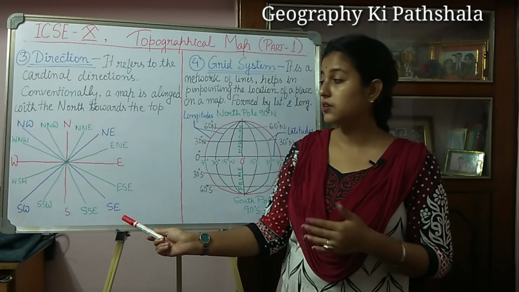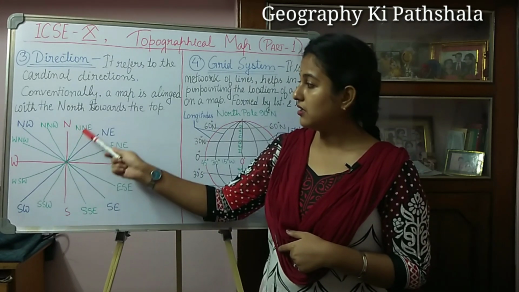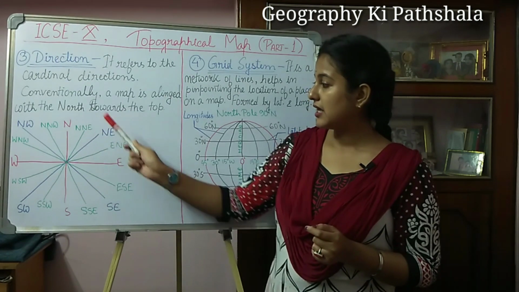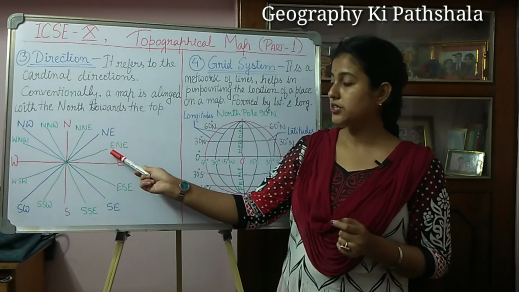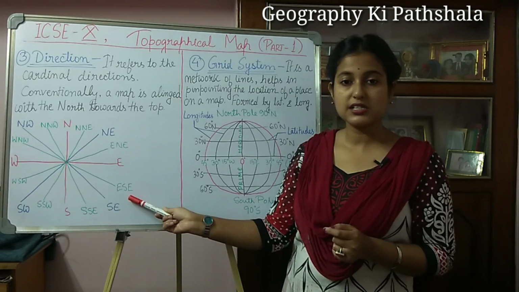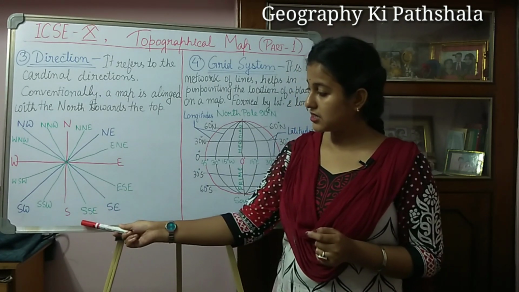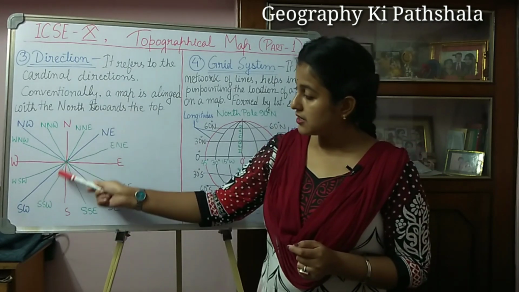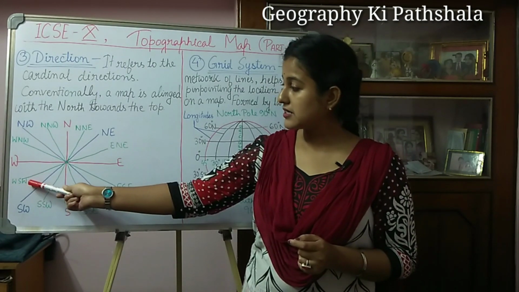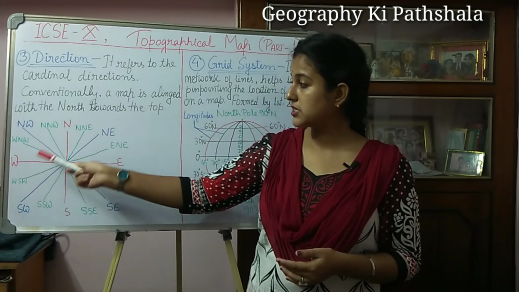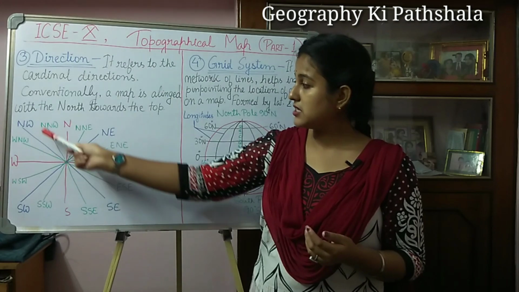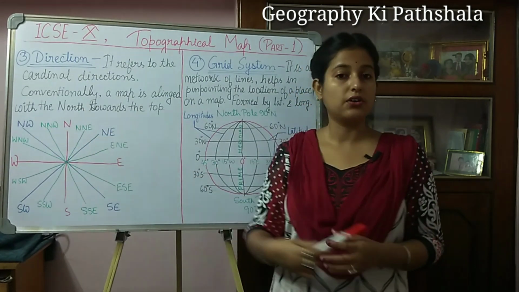Now if we come to the green lines, then this line towards this direction is indicating towards north, northeast. Then this line is indicating towards east, northeast. This line is indicating towards east, southeast. This line is indicating towards south, southeast. This line is indicating towards south, southwest, and this line is indicating towards west, southwest, and this line is indicating towards west, northwest, and the last one, this line is indicating towards north, northwest.